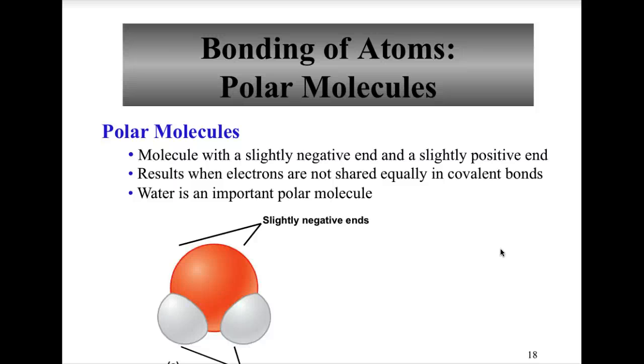So what happens here is oxygen has that greater electron pull. So electrons tend to spend more time around that oxygen atom than they do around the hydrogen atoms. And that creates slightly positive hydrogens and a slightly negative oxygen end. Now remember that these aren't full electrical charges, they are slight charges.